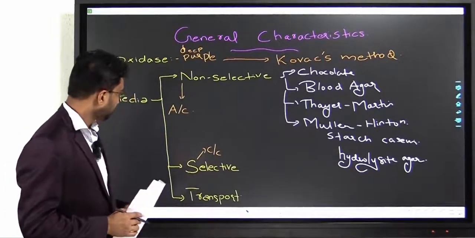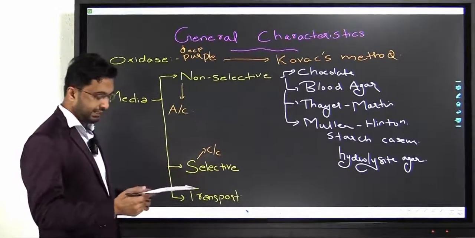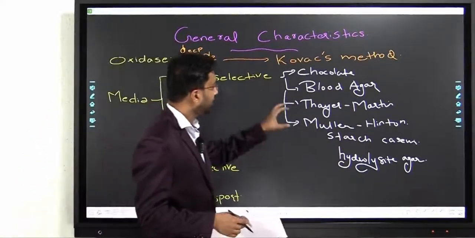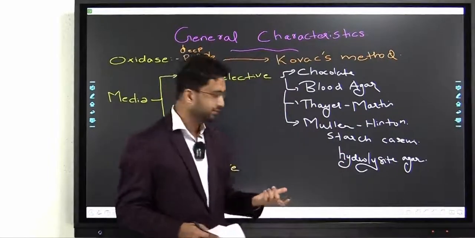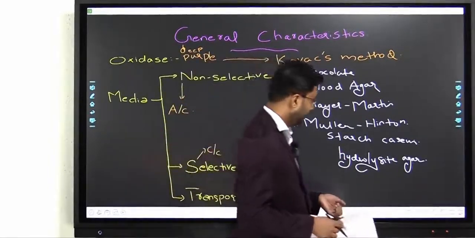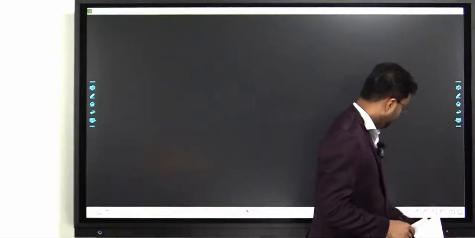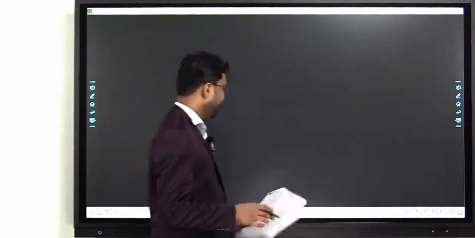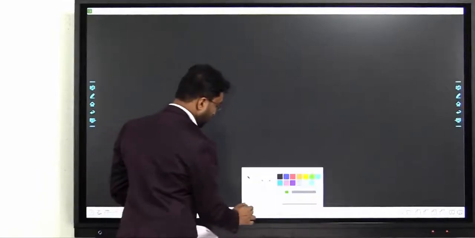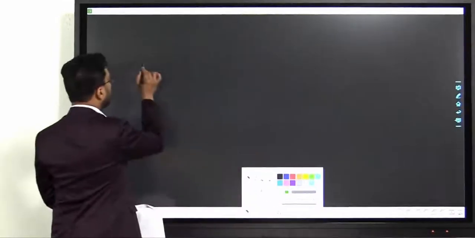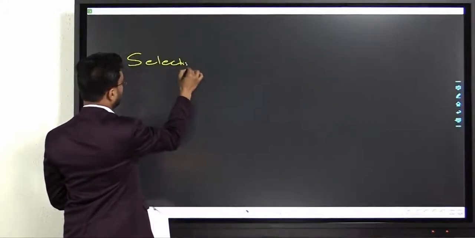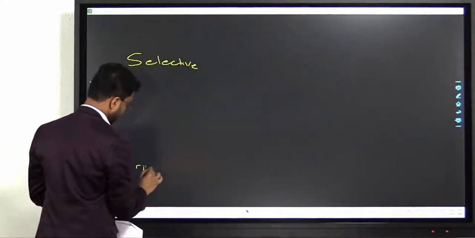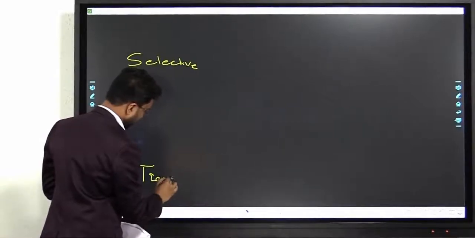Okay, now, so that's about non-selective media. Chocolate agar, blood agar, Thayer-Martin, Mueller-Hinton, starch-casein hydrolysate agar, okay, are the non-selective media. Now you go on to selective media, and what you have left is transport media, isn't it? You have left with transport media.